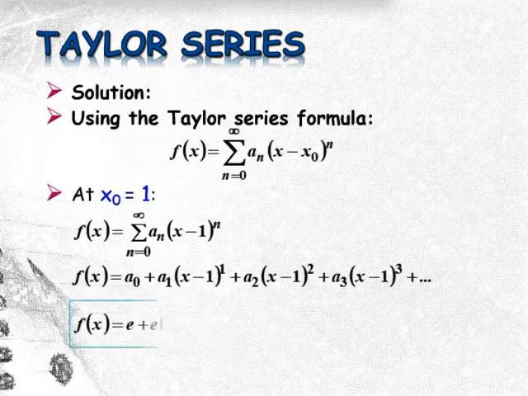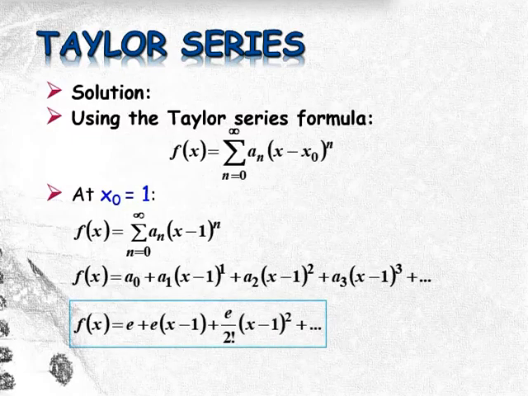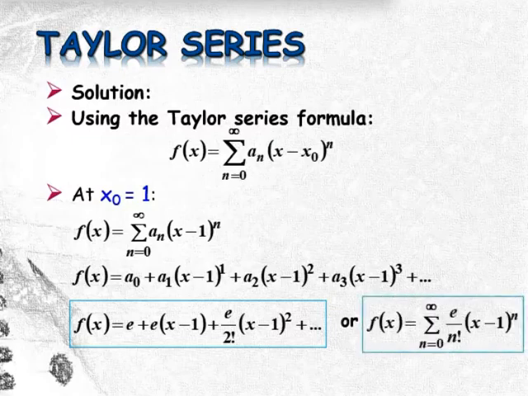Substitution of the values for the coefficients, we will end up with f of x equals e plus e times x minus 1 plus e over 2 factorial times x minus 1 squared, and so on. Or in sigma notation form, your f of x is equivalent to the summation of e over n factorial times x minus 1 raised to n from n equals 0 to infinity.